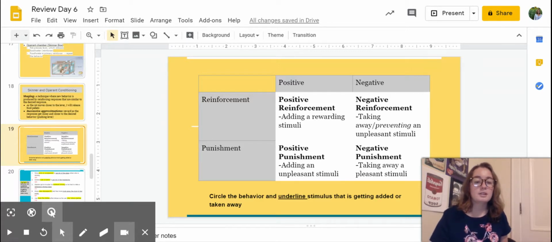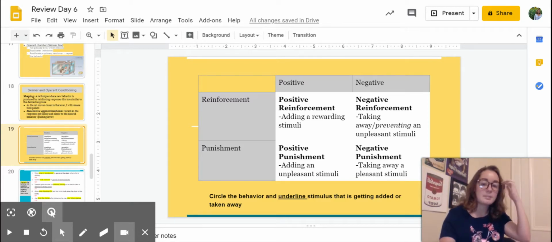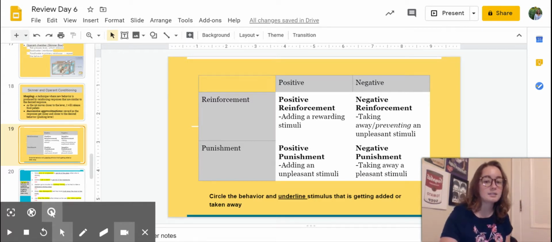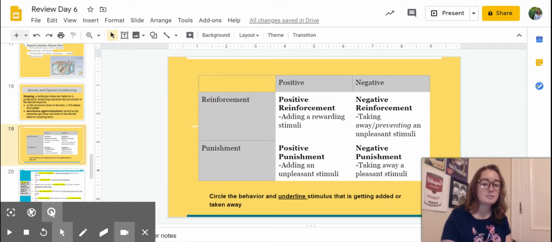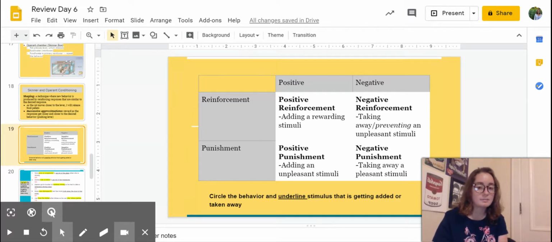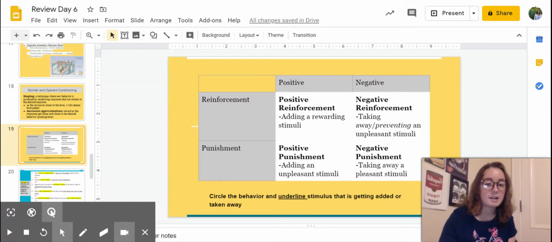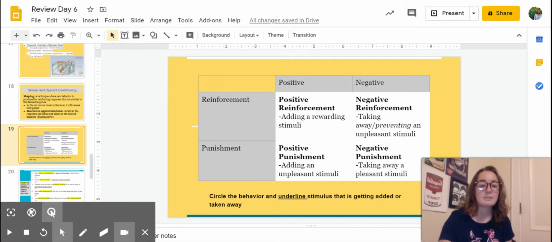So an example here with negative reinforcement would be something like, if you do a really good job on your AP exam and you work really hard, I'm going to take away homework. It's removing something that's unpleasant that you don't like, and it's encouraging you to continue doing that behavior of studying. So it's reinforcing it by taking away something unpleasant or preventing an unpleasant stimulus. Wearing a helmet is going to prevent an unpleasant experience of getting hurt, so it's going to reinforce that behavior of wearing a helmet, even though the injury didn't actually happen.